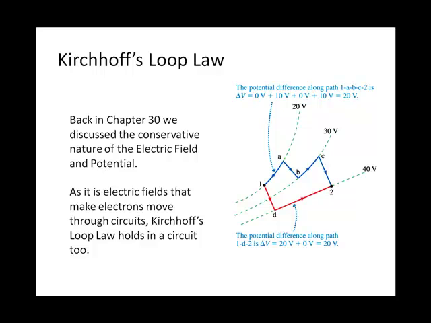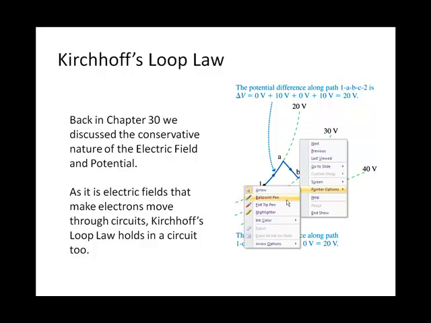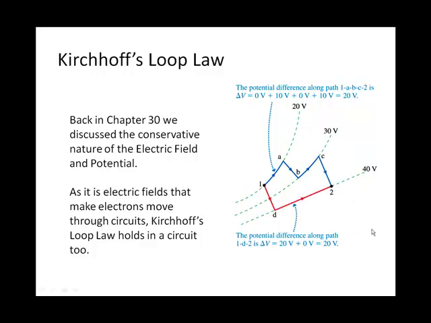First of all, let's just refresh our memory of what Kirchhoff's loop law is. Here is a picture we saw several chapters ago. Notice we've got some equipotential surfaces, and if you start at point 1 and walk uphill 20 volts to point 2, we remember from a couple chapters ago that it doesn't matter what path you took.